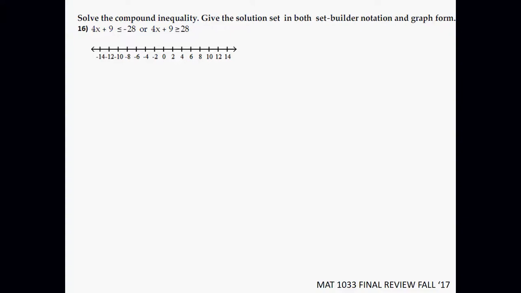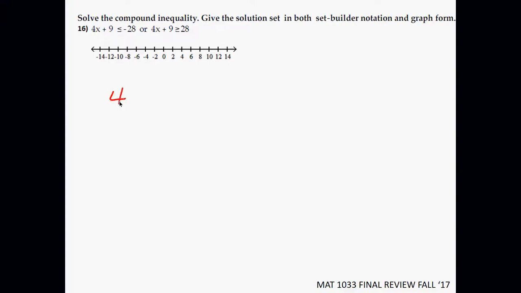4x plus 9 less than or equal to negative 28, or 4x plus 9 greater than or equal to 28. We know this is the compound inequality. It's different from the written question, and that actually is the correct one, so you have to fix that question. So question number 16. We have a compound inequality.